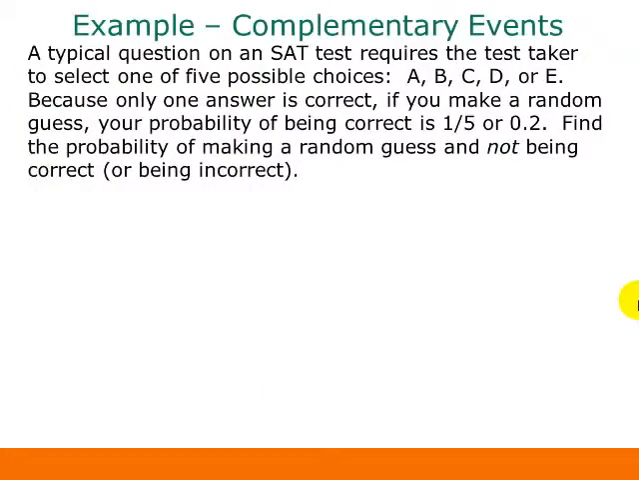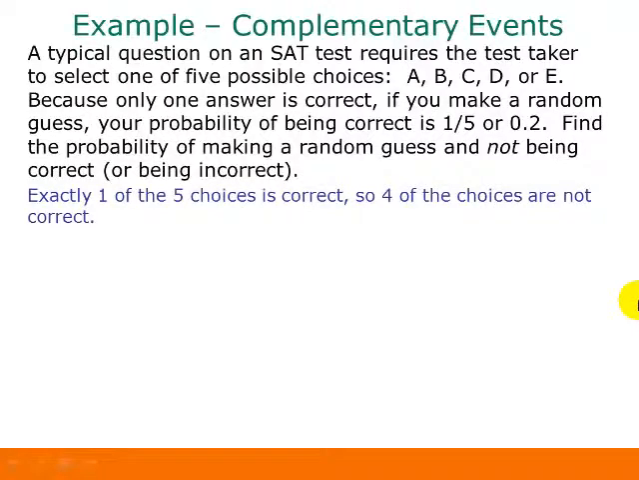Here's an example of complementary events. A typical question on an SAT test requires the test taker to select one of 5 possible choices, A, B, C, D, or E. Because only one answer is correct, if you make a random guess, your probability of being correct is 1/5, or 0.2. Find the probability of making a random guess and not being correct. In other words, being incorrect.